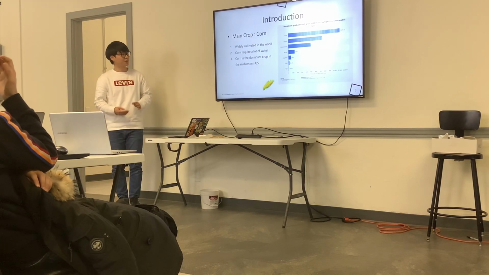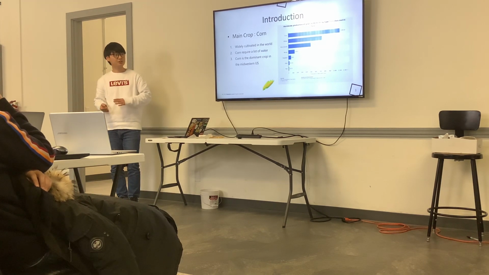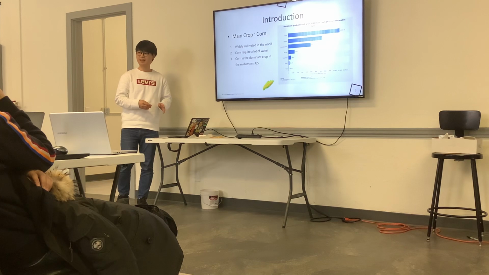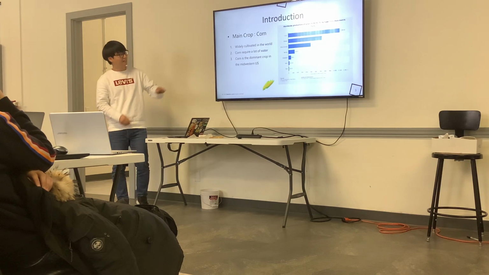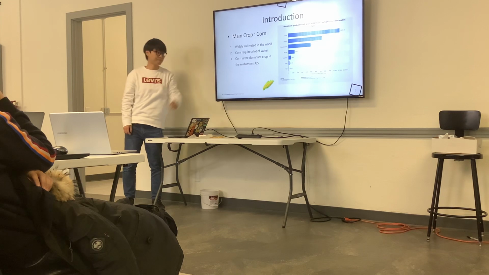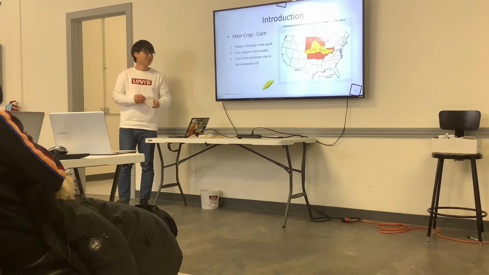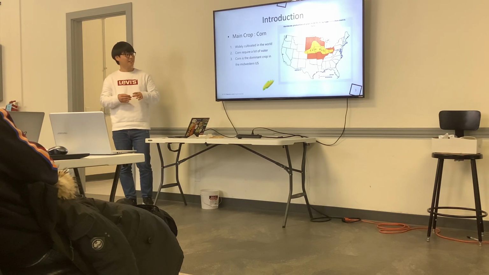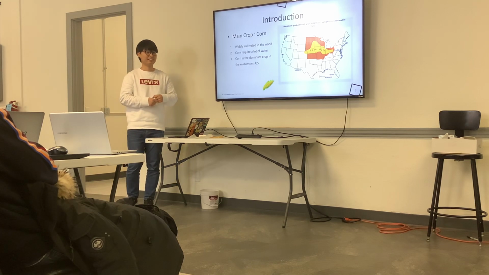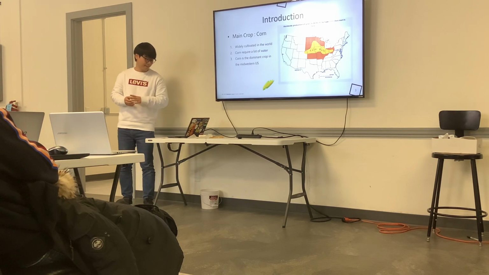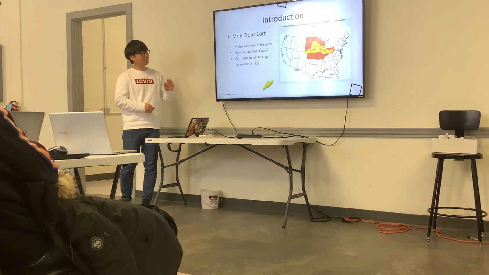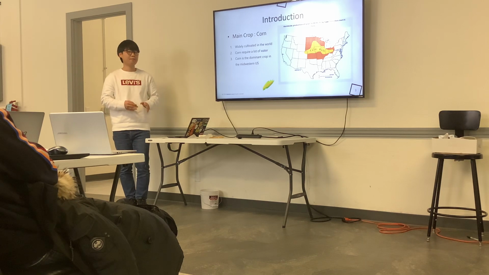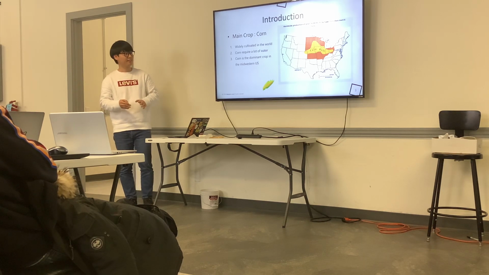Our main crop is corn. Why did we choose corn? Because corn is widely cultivated and the most produced crop in the world. Like this, corn is the first one. As you can see, corn is the dominant crop in the Midwestern U.S. It has even been called the Corn Belt. So we thought our study will have the greatest impact on corn.